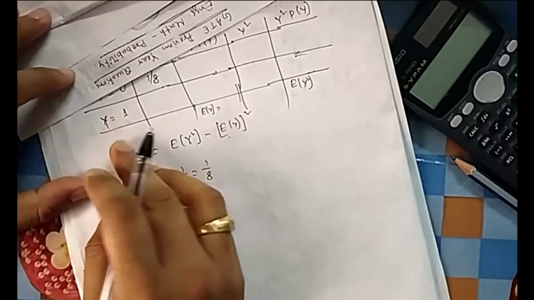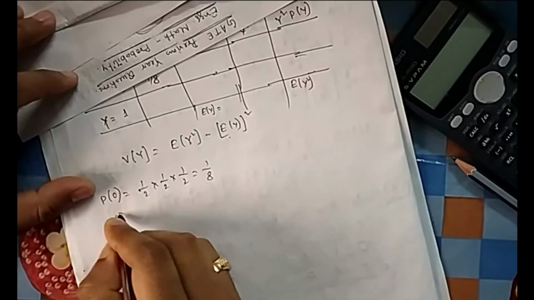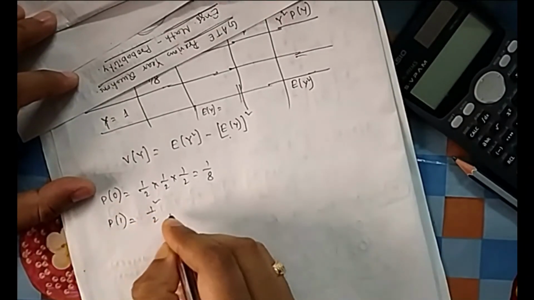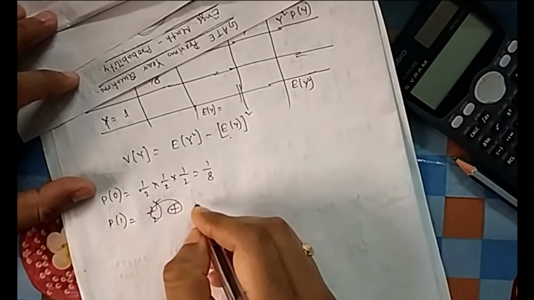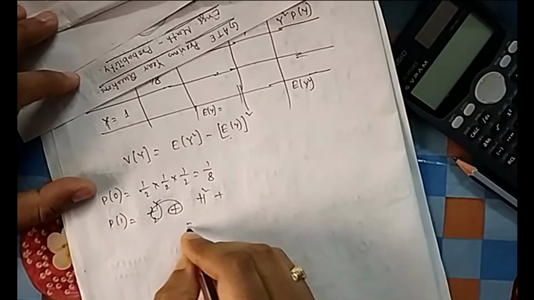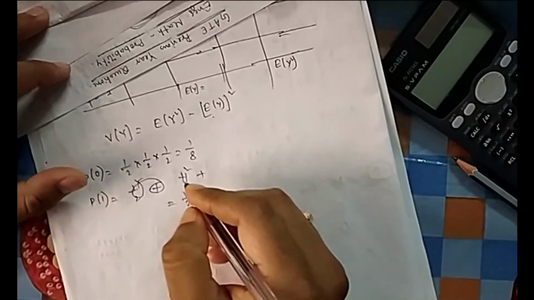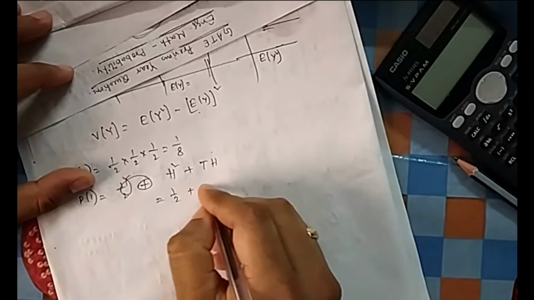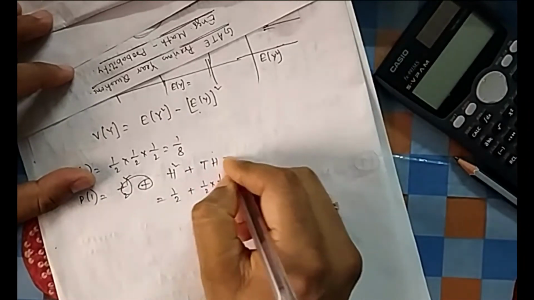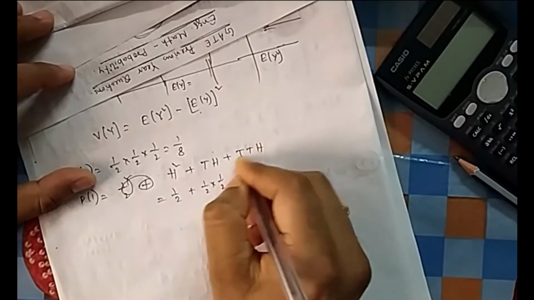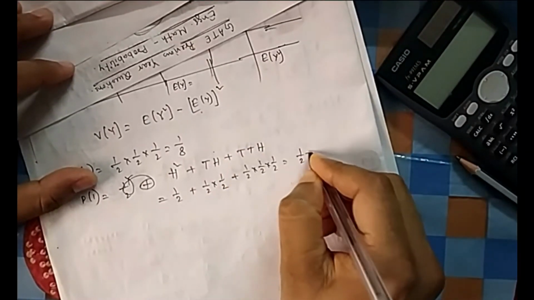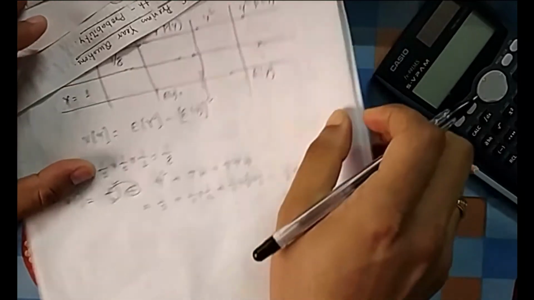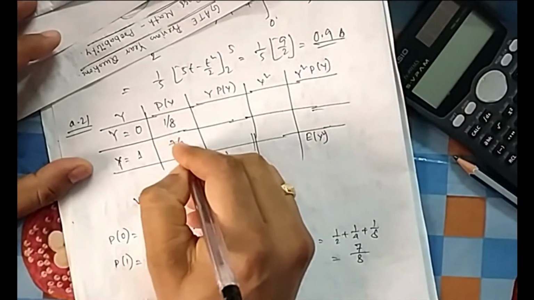What is the probability of getting 1 head? Okay. 1 head he can get in the first trial. So that's why it is half. Then he will get 1 head in the second trial. That means the first trial was tail, the second trial was head. Or he can get it in the third trial, tail tail head. So half plus 1 by 4 plus 1 by 8, that is 7 by 8. So now you can complete the table easily.